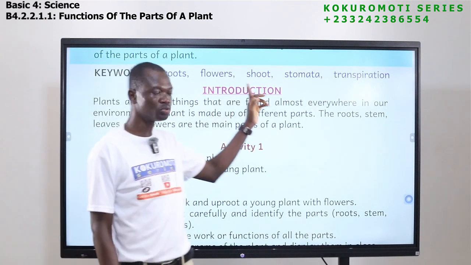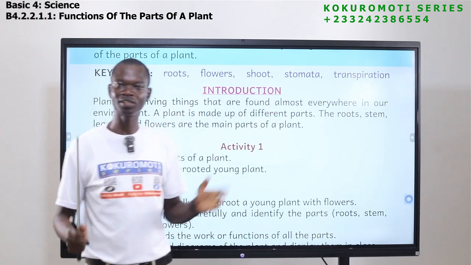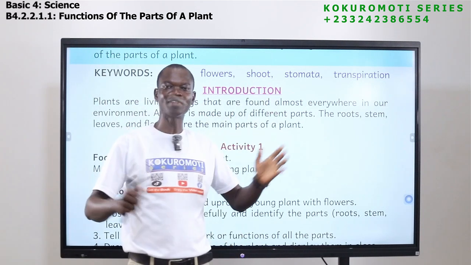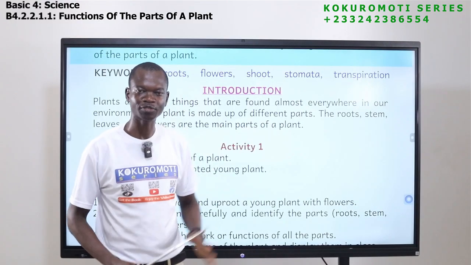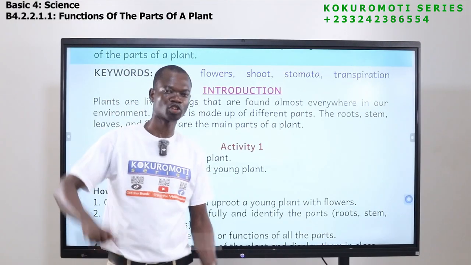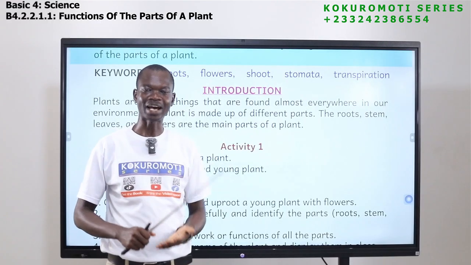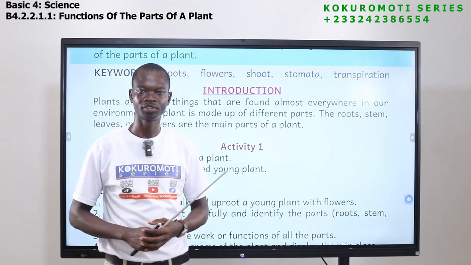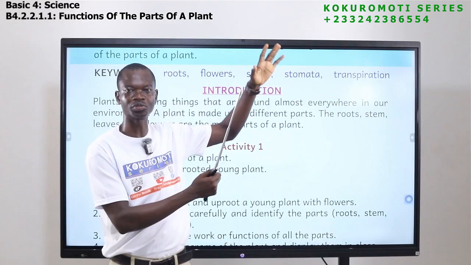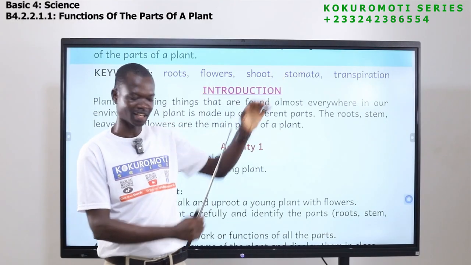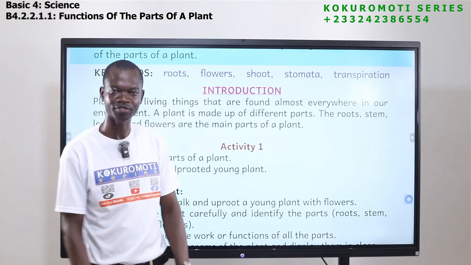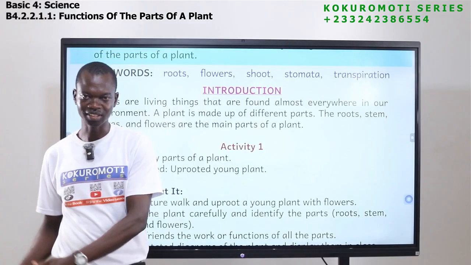The next one is shoots. So you see, a plant is divided into two: the part found in the soil and the part that is found on top of the soil, or above the ground. So the part above the ground is what we call the shoots. And the part of the plant found in the soil is the roots.